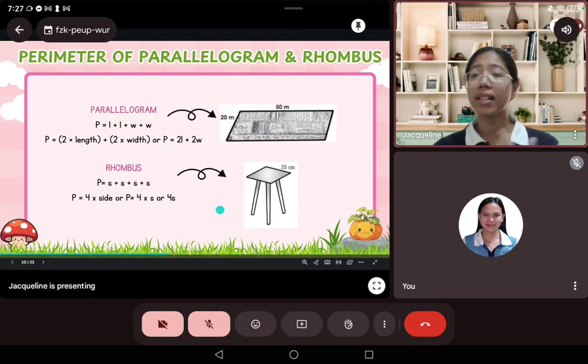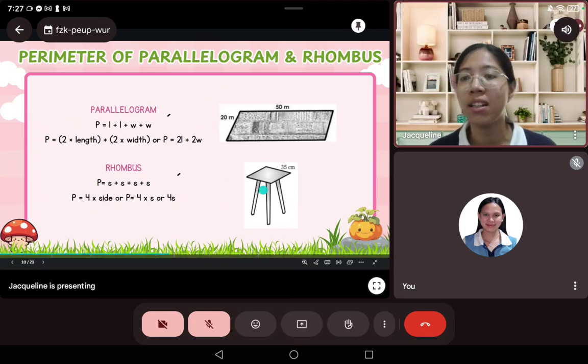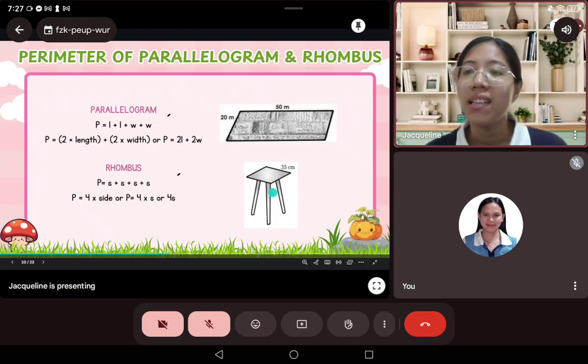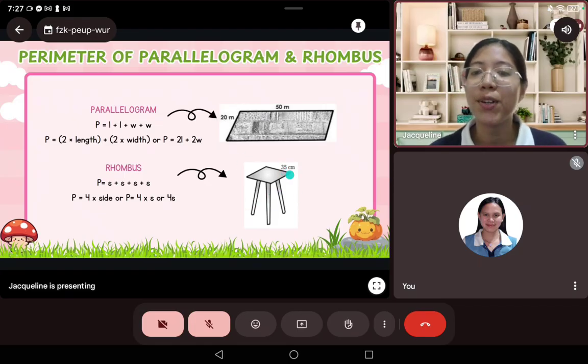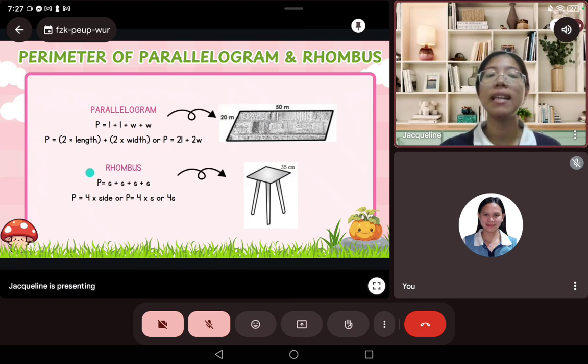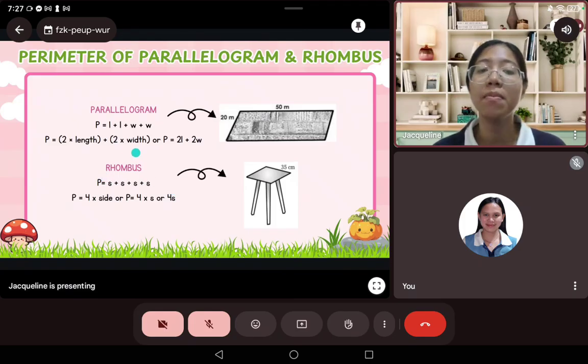So, of course, class, in the garden, we also need a chair, right? If we're having a tiring day planting the vegetables, we always need a chair. So Mang Pedro also has a chair. The measurement of his chair is 35 centimeters on all sides, because his chair has the shape of a rhombus. So a rhombus, class, is also part of the quadrilateral family. A rhombus has 4 equal sides.